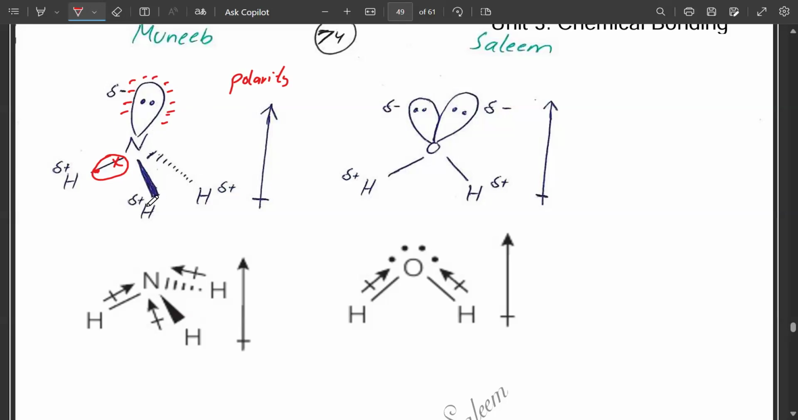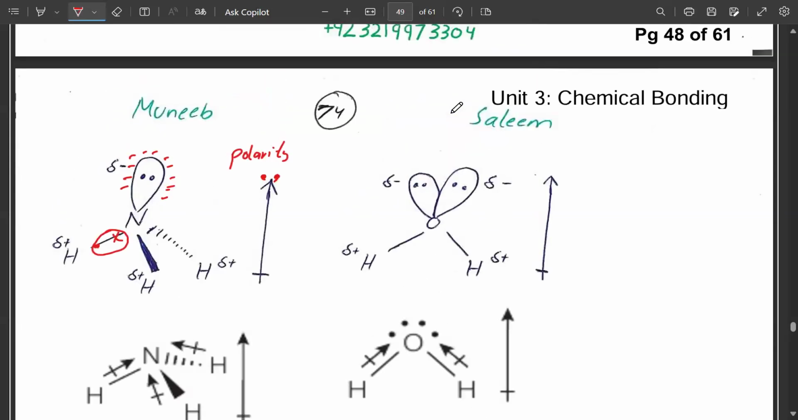It will be directed from the least electronegative atom towards the electronic pair, so the lone pair. So that's why there is a polarity from hydrogen to nitrogen and then towards the lone pair. This arrow is ending at the lone pair. Similarly, for water, we have two lone pairs on the oxygen atom, and there is a greater electron density in this molecule as compared to ammonia. So that's why the overall polarity is directed from the hydrogen towards the lone pair.